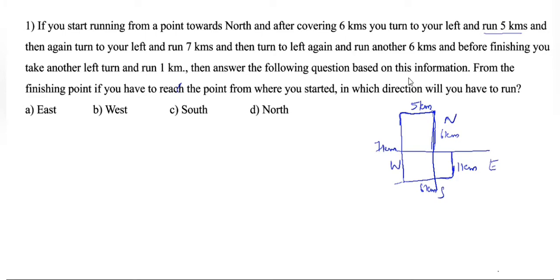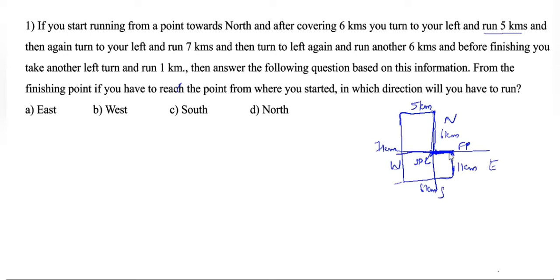Then answer the following questions. From the finishing point, this is the starting point, and this is the finishing point. If you have to reach the point from where you started, in which direction will you have to run? We need to go this side. So this side means which direction are we going? This side, west. Going this side means west side only we are going.